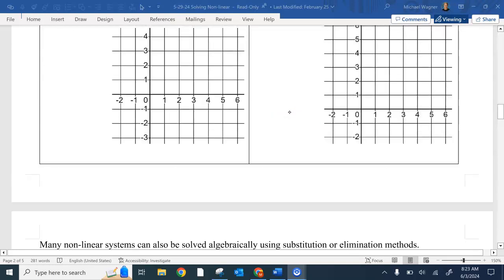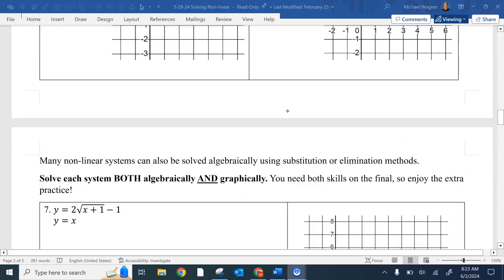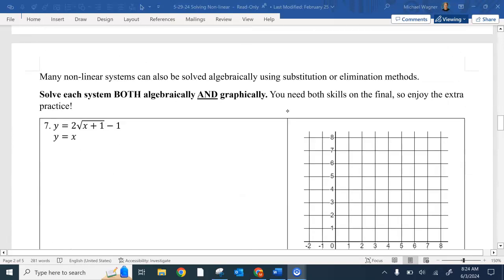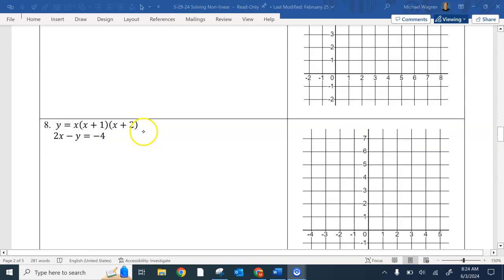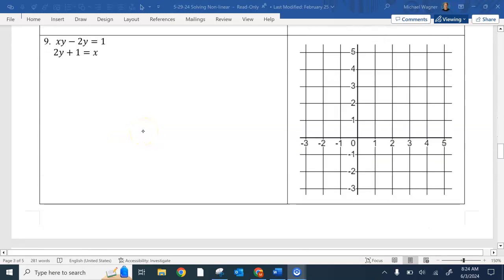So definitely make sure to get through 1 through 6 for sure, because there's going to be a problem on the test like that. And then after that, you can maybe keep going. But at this point, it's just to solve both algebraically as well. So that's good practice. Set these equal to each other, right? And then solve for x and get through as many as you can.